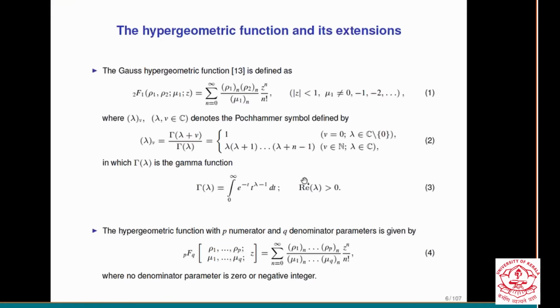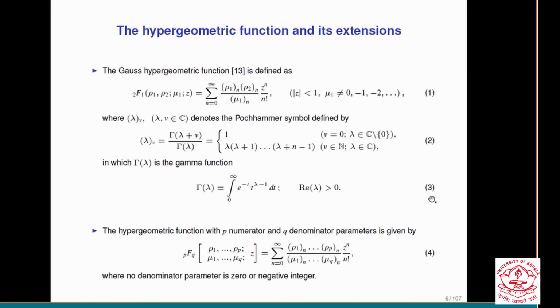Here this is 1 when mu is equal to 0, using the condition that lambda belongs to C excluding 0. Similarly, this is given by lambda times lambda plus 1, lambda plus 2, lambda plus 3, and so on, up to lambda plus n minus 1. So finally, here mu belongs to N, and lambda belongs to C, that is a complex number. And here the gamma function is defined as equation number 3.